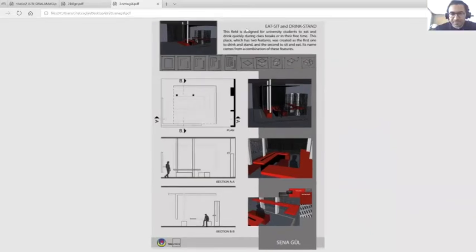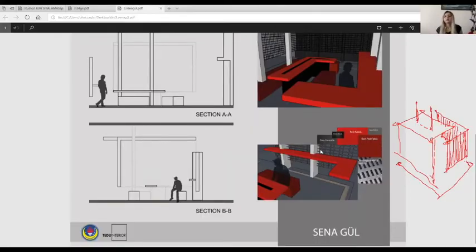Yes, please. Okay. This field is designed for university students to eat and drink quickly during class breaks or in their free time. This place has two features: the first one is to drink and stand, and the second is to sit and eat. For the materials, I wanted to use perforated metal sheets for the cube because I didn't want it to be flattened and cramped, so people can see what's inside and the outside.